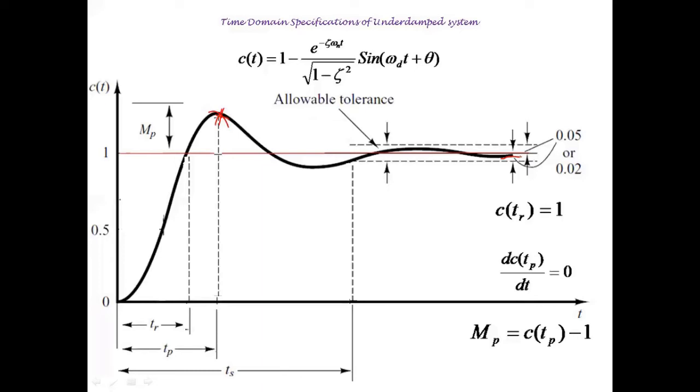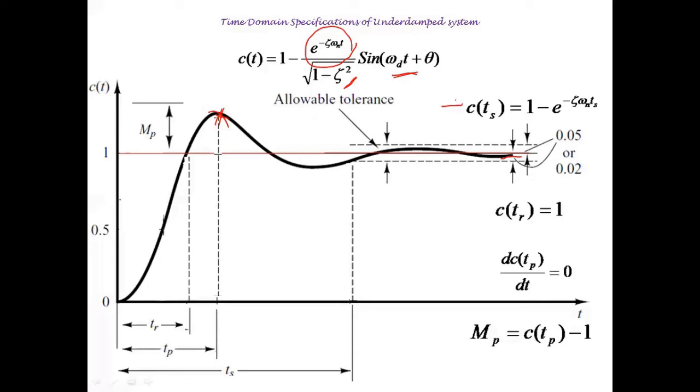Hence, the acceptable tolerance of error can be in the range of 0.02 to 0.05, and this we call it as the settling time. Exactly at time t equal to ts, we have only the exponential term, e to the power of minus zeta omega n t, that is the exponentially decaying term, and the damping factor zeta and the oscillating factor sine of omega d t plus theta will now come into picture at time t equal to ts.